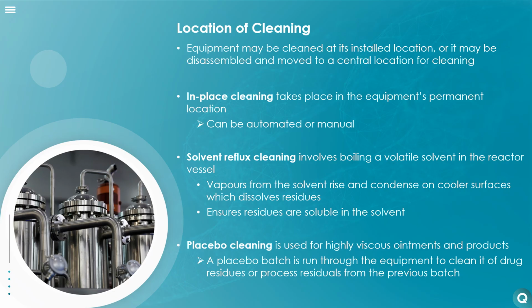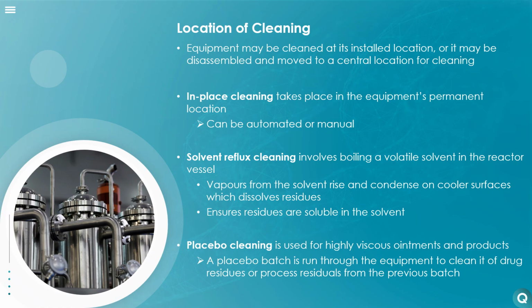Equipment may be cleaned at its installed location, or it may be disassembled and moved to a central location for cleaning. In-place cleaning takes place in the equipment's permanent location. This can be automated using built-in systems, often referred to as clean in place or CIP, or it can be manual where personnel use brushes and hoses.